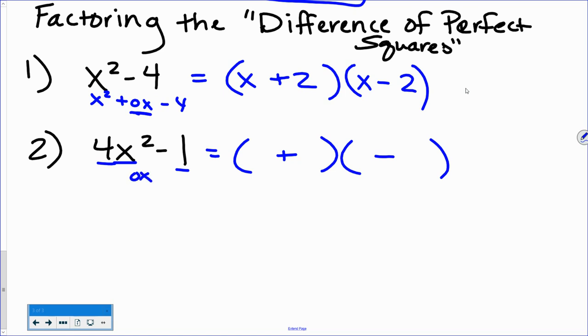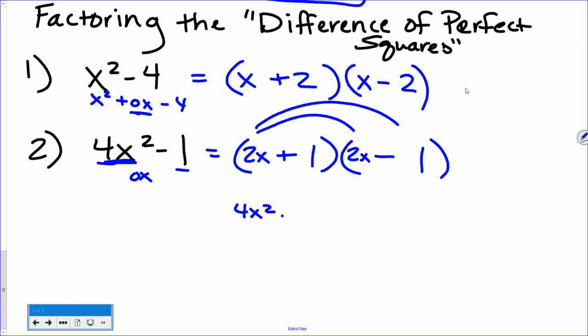All right, the only thing that multiplies to 1 is 1 and 1. But now I'm multiplying to 4x squared, so I'm not going to use just x and x. I need 2x and 2x to get to 4x squared. If you don't quite believe me that that would work, we can distribute this. That would give me 4x squared. There's that first term. Then I've got a negative 2x. Then I'm going to add 2x. Those cancel out. That's where I'm missing that term. And then my negative 1 at the end.